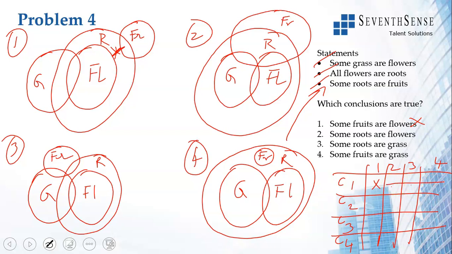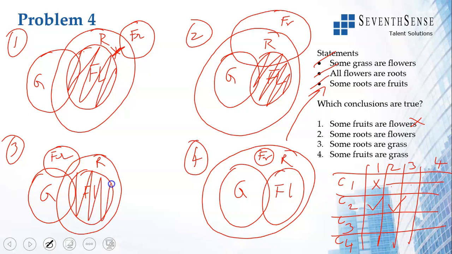Some roots are flowers. This area, true. Some roots are flowers, which is entirely this area, true. Some roots are flowers, which is this area, true. And then some roots are flowers, which is entirely this area, which is true. In all 4 diagrams, this conclusion is true. Hence, this conclusion can be marked as true.